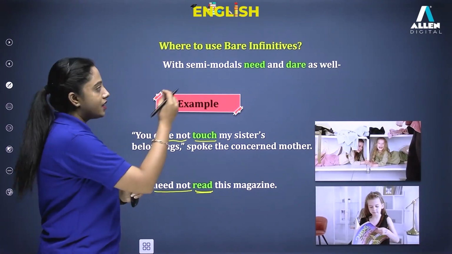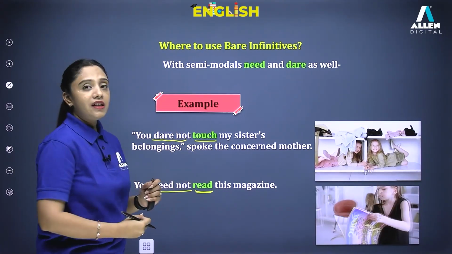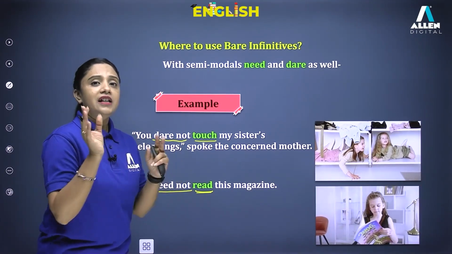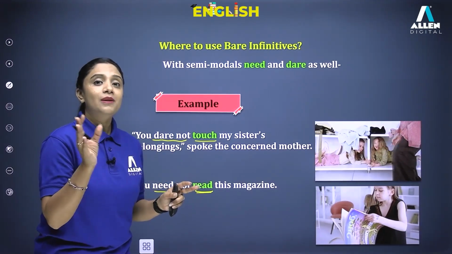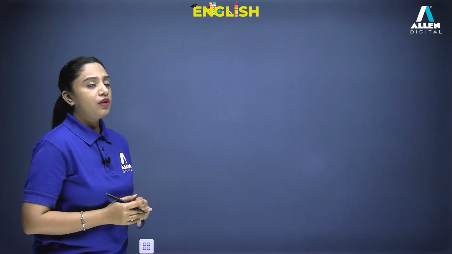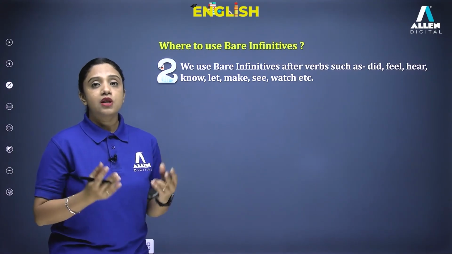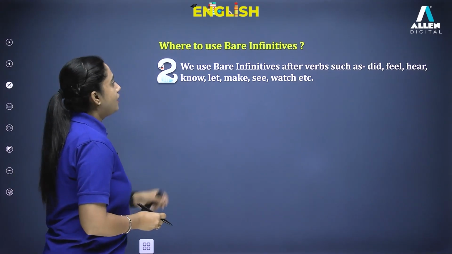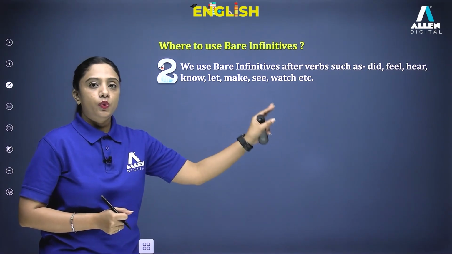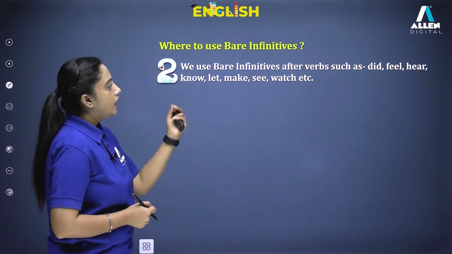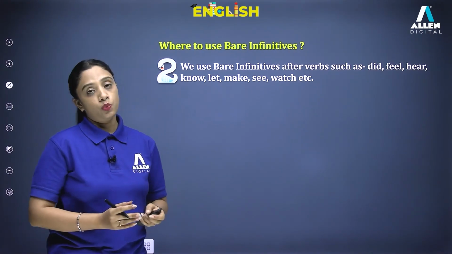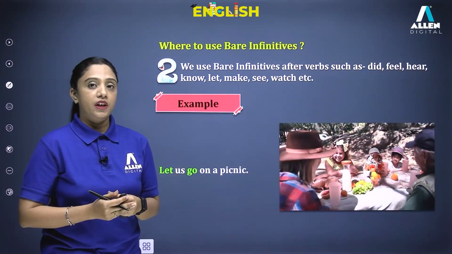So let me remind you, since I am using them in the negative sentence, they are example of modals, but if we use dare and need in affirmative sentence only, they are going to be main verb, right? So there you may find some changes. Okay, let's proceed further and let's discuss about the second situation where we use bare infinitive, right? So we use bare infinitive after verbs such as did, feel, hear, know, let, make, see, watch, etc. So after these verbs, you are going to use bare infinitive only, right?